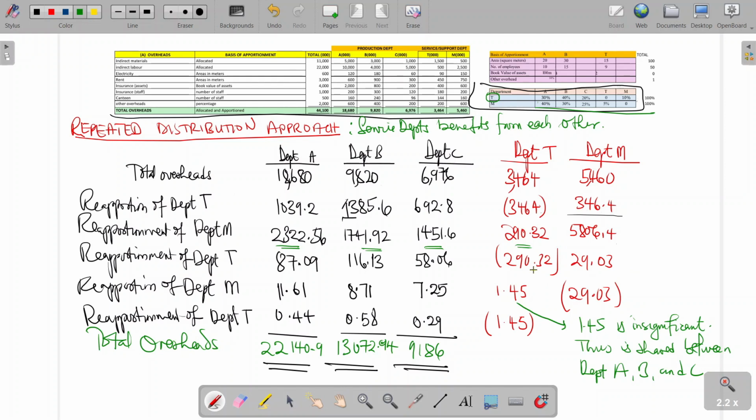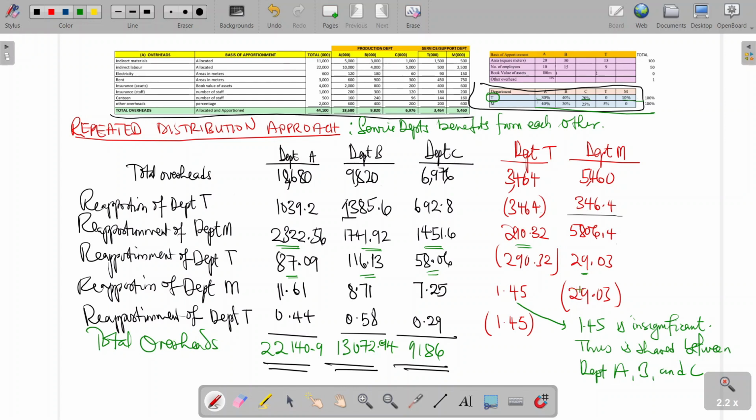Then we'll go back and share Department T again for each of the production and service departments. When you check very well, you'll see that sharing of the cost goes to the production department as well as the service department. So we'll bring 290.2 and put it into brackets. Then use the proportion of 30%, 40%, 20%, and 10% to share. So we get 87.09, 116.14, 58.06, and 29.03.